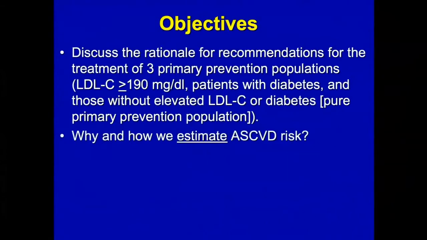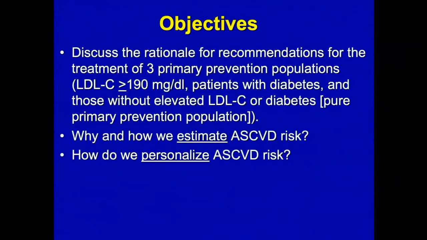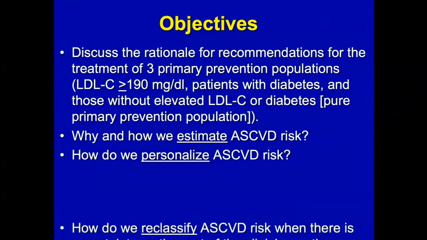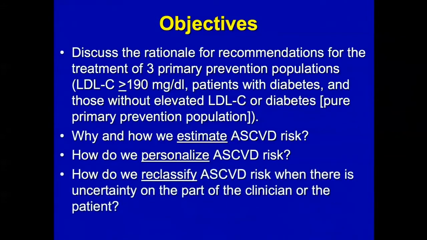And again, this is the mantra that we use. How and why we estimate risk. First, we estimate the risk. Again, I'm not using the word calculating because it's not that precise. Then when we estimate the risk, how do you personalize that risk to your patient? Because these calculations and risk equations are great, but how do you personalize it to the patient that you're seeing in your office? And then the last is, how do we reclassify it? Because nothing is perfect in the world. So how do we make it as precise as possible? And I think this is where these guidelines are an enhancement over the last set of guidelines from 2013.